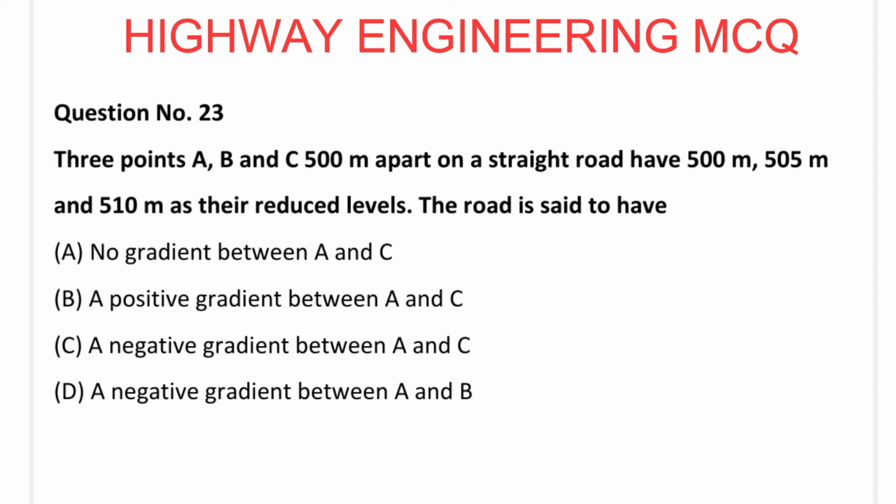3 points A, B and C, 500 meter apart on a straight road, having 500 meter, 505 meter and 510 meter as their reduced levels. So the road is said to have: A, no gradient between A and C; B, a positive gradient between A and C; C, a negative gradient between A and C; D, a negative gradient between A and B. So the answer is D, a negative gradient between A and B.